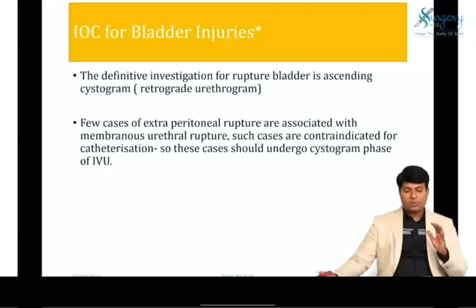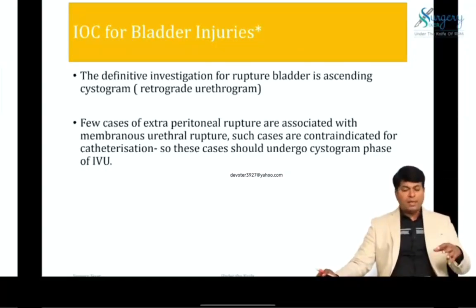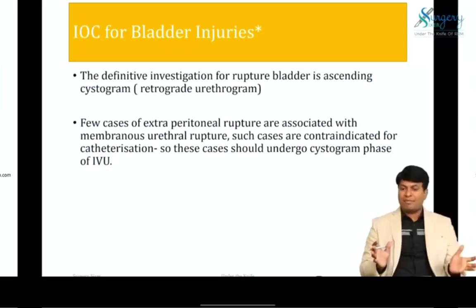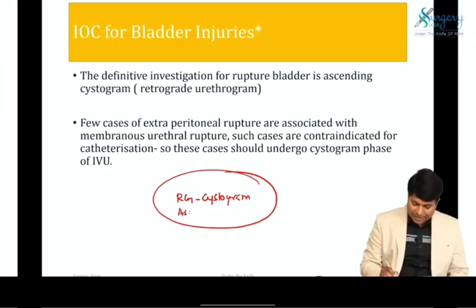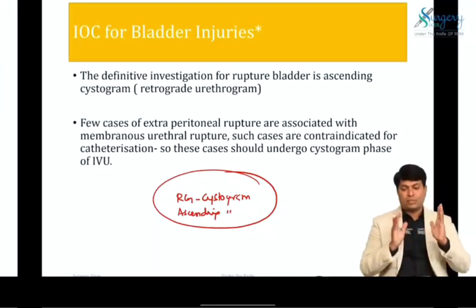So bladder injuries, please don't forget, we have to do retrograde cystogram, or we have to do IV cystogram, intravenous IVP. When you do, we have to wait for the cystogram phase and then we look for the leak. So best answer for cystogram is retrograde cystogram. It is the best answer to look for bladder injuries. Otherwise, it is also known as ascending cystogram. Ascending, it is ascending, no? So it is ascending cystogram or retrograde cystogram.